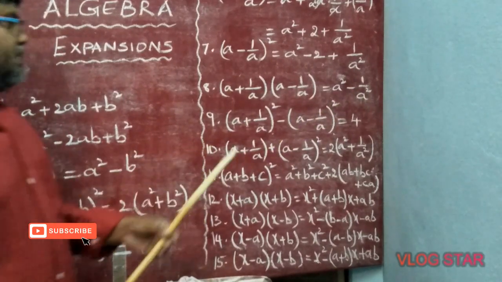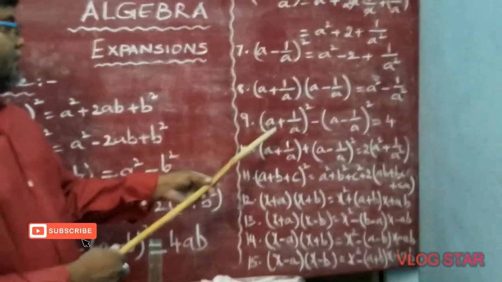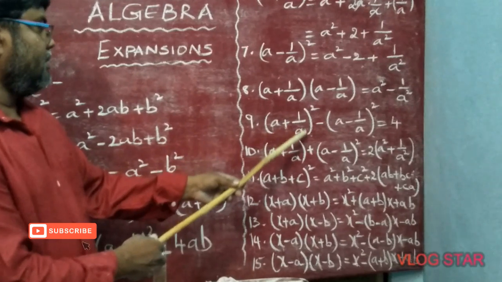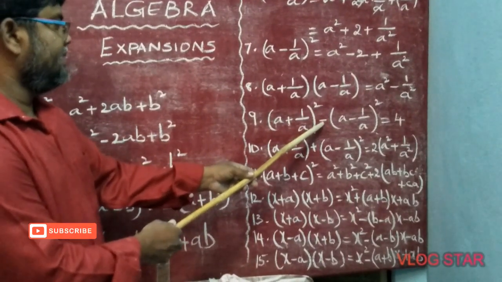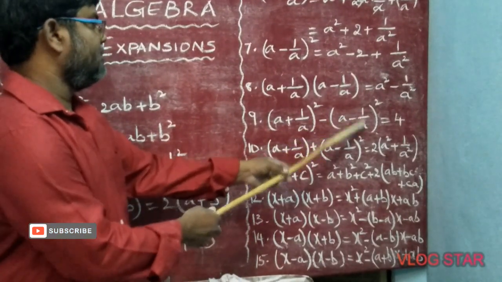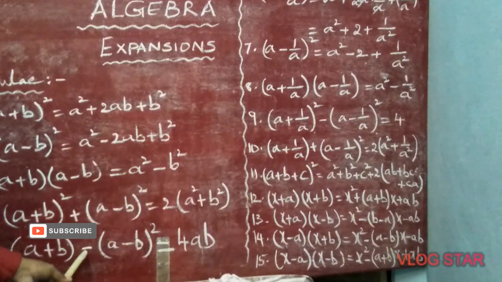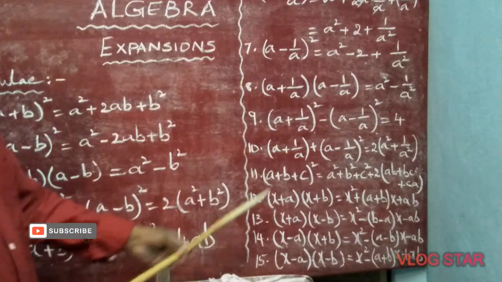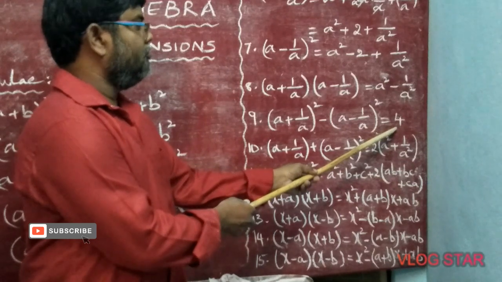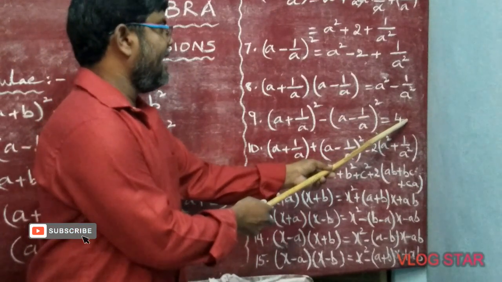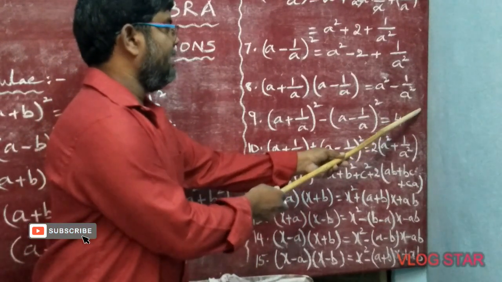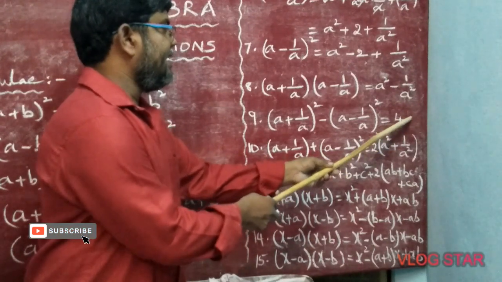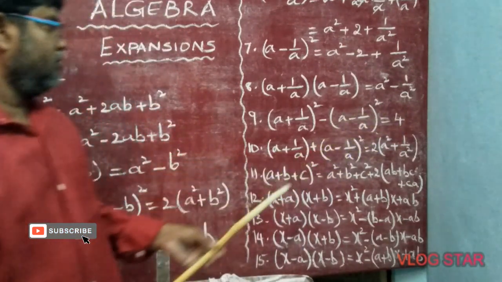Coming to the ninth one, (a plus 1 by a) whole square minus (a minus 1 by a) whole square. We did subtraction here. 4ab came, but here we got only 4. We did not get ab. Here a is a only, and in the place of b, 1 by a is there. A cancelled and we got just 4.